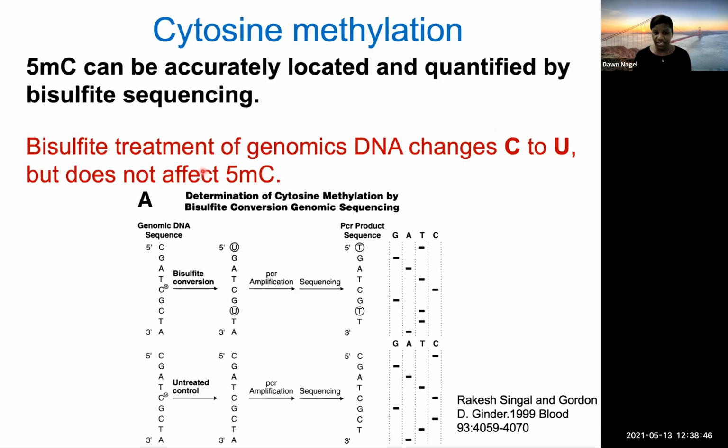So you can use this method. You can isolate your genomic DNA. So this is genomic DNA. You have some Cs that are unmethylated, some that are methylated. You have a control where you're not going to add any of that chemical. And you can then add this chemical treatment. And then you can PCR amplify the product and sequence it, okay?